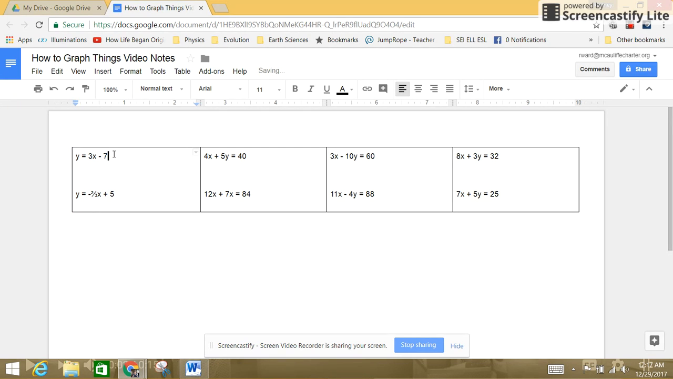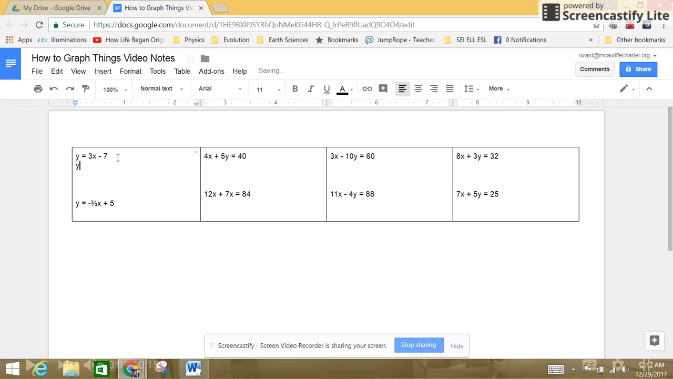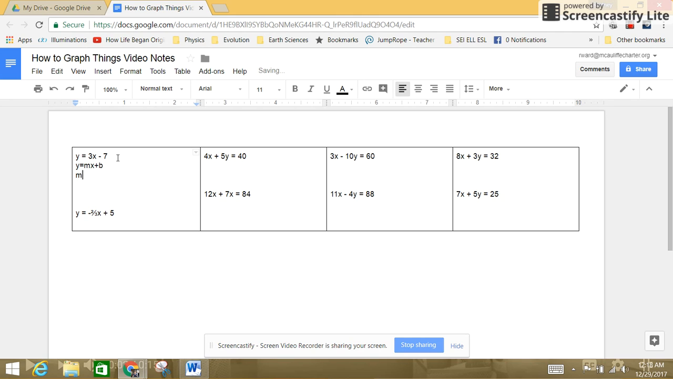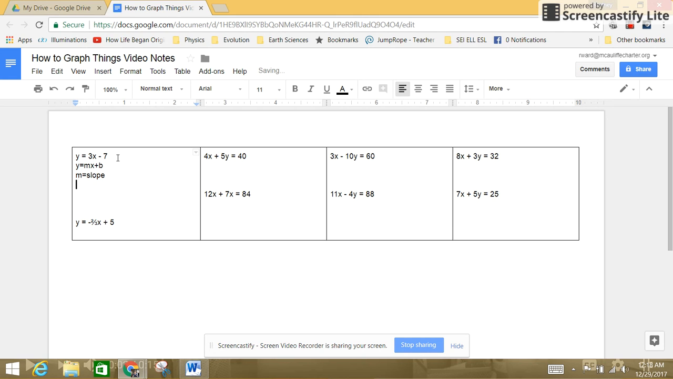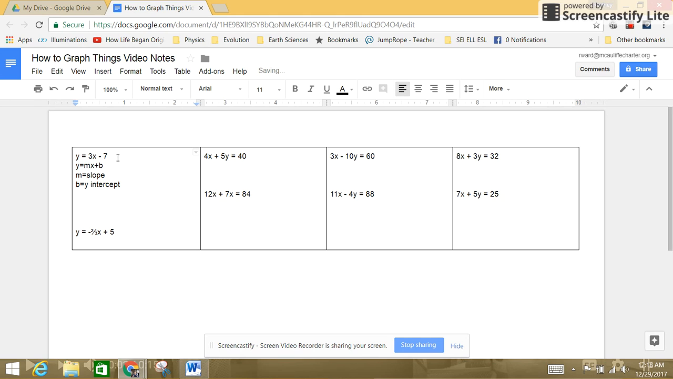I've got y equals 3x minus 7. That's in the same form as y equals mx plus b. M equals slope, and b equals the y-intercept. What that means is that equation right there tells me what y is if x is 0. I can prove this by doing this.